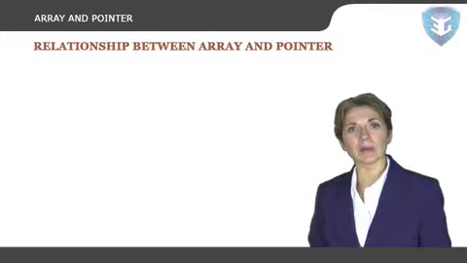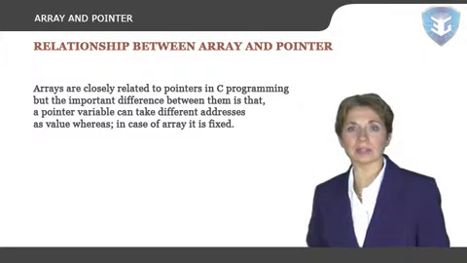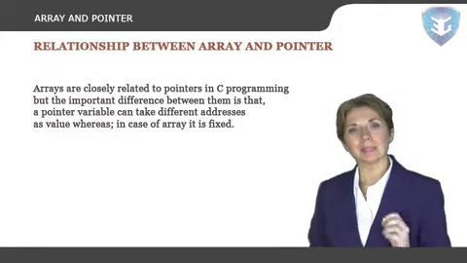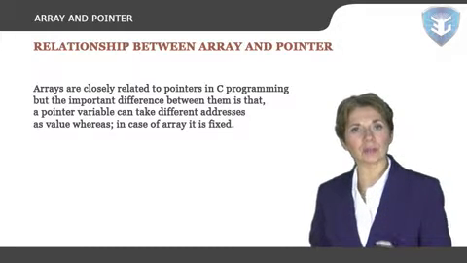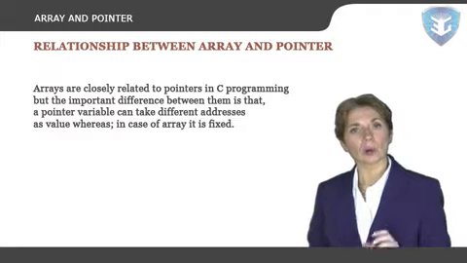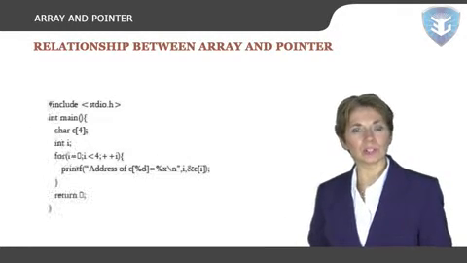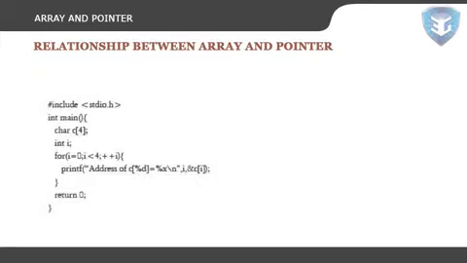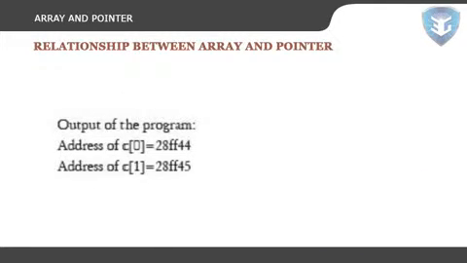Let's now learn about the relationship between array and pointer. Arrays are closely related to pointers in C programming, but the important difference between them is that a pointer variable can take different addresses as value, whereas in the case of an array, it's fixed. An example is shown here. Output of the program is shown on the screen.